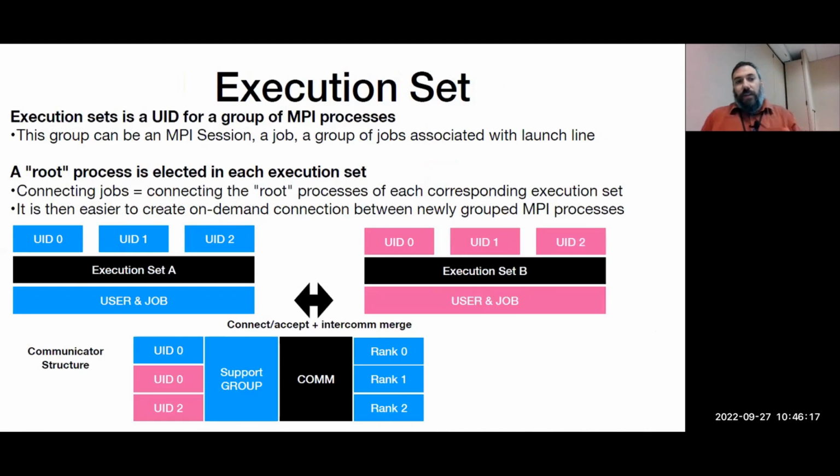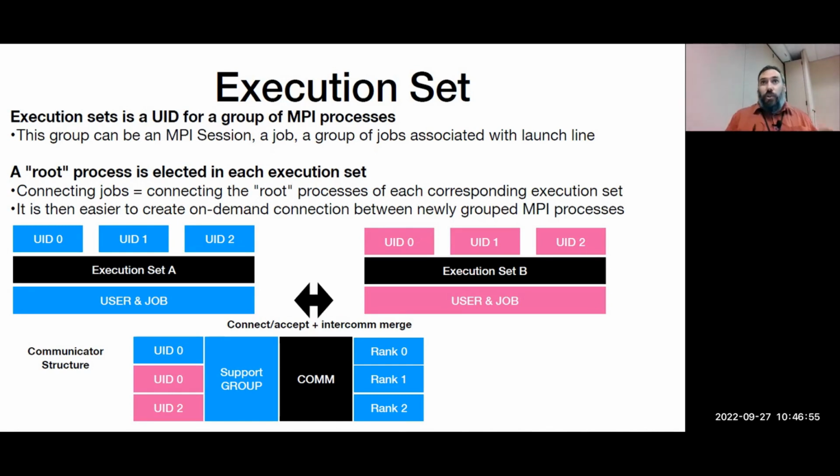And then what happens is when we launch two jobs, we have two execution sets, one per job. So here we have the blue and the pink one, basically. For each execution job, at some point, a root process is elected. And when we try then to connect jobs, we can easily identify the root process of each job, which is the root process of each execution set, thanks to the first 32 bits, because it's the same.